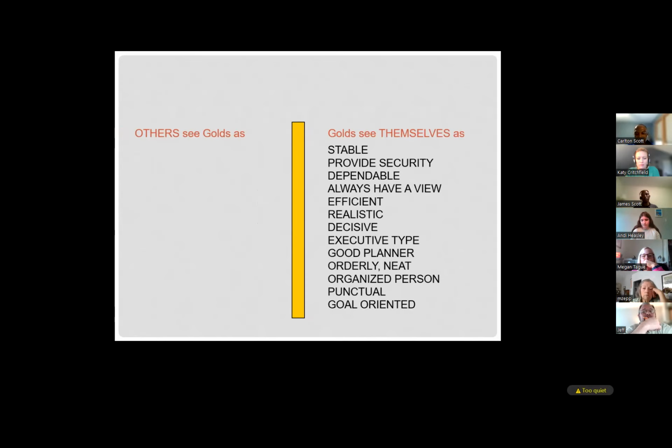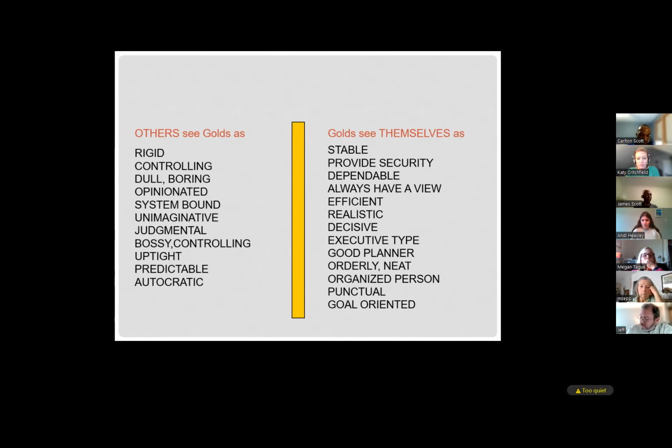Golds see themselves as stable, provide security, dependable, always have a view, efficient, realistic, decisive, the executive type, good planners, orderly, neat, organized, punctual, and goal-oriented. How might others see golds? Rigid, controlling, dull, boring, opinionated, system-bound, unimaginative, judgmental, bossy, controlling, uptight, predictable, and autocratic.